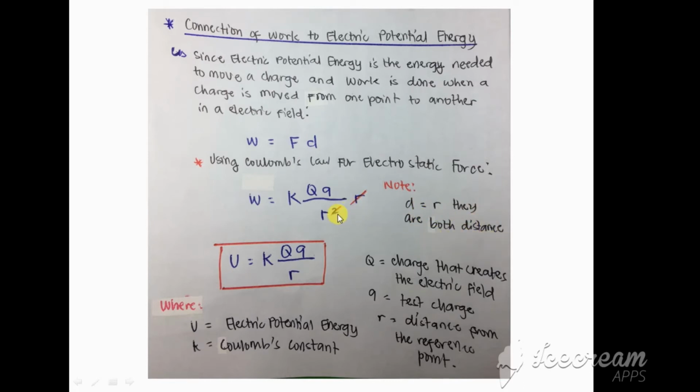Now, using the formula, we can cancel the square of the distance, leading us to this formula. U now represents the electric potential energy. So W, which represents work, is now replaced by U, which is the electric potential energy. Electric potential energy is equal to Coulomb's constant times the charge that creates the electric field, which is the point charge, and the small q is the test charge, over the distance from the reference point. Now the point, or one point, to another.